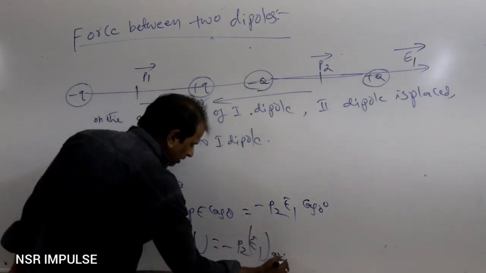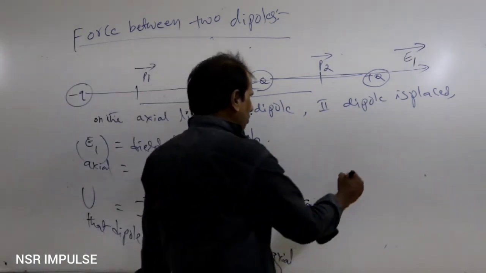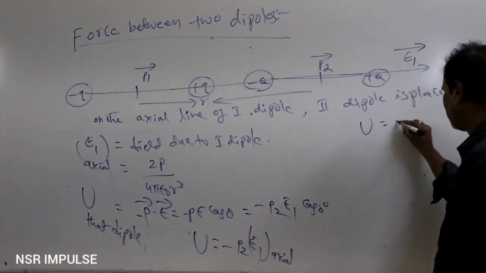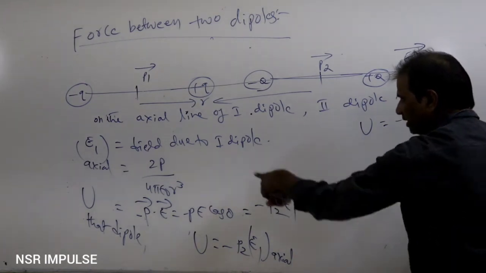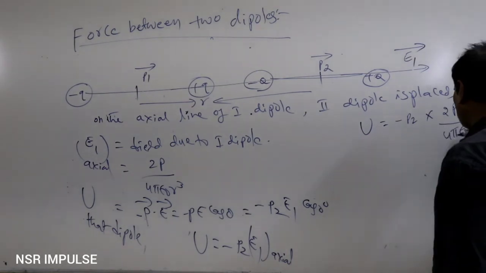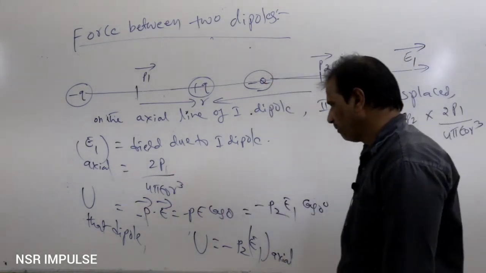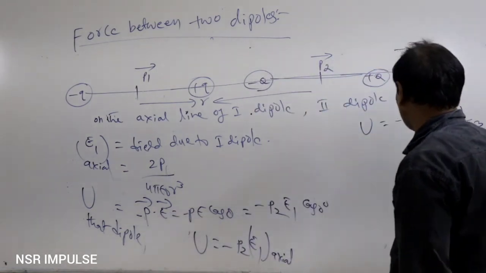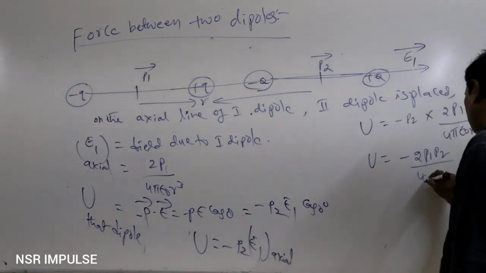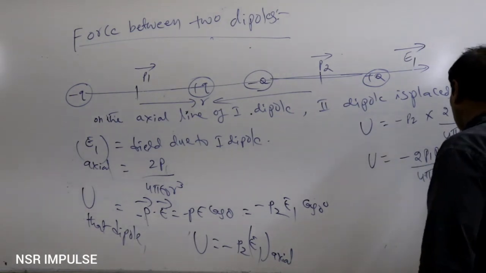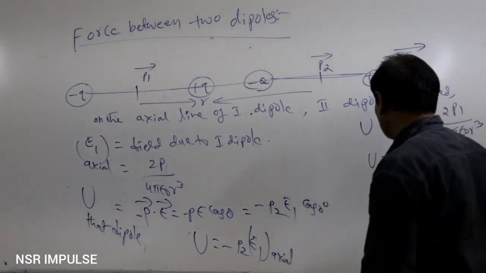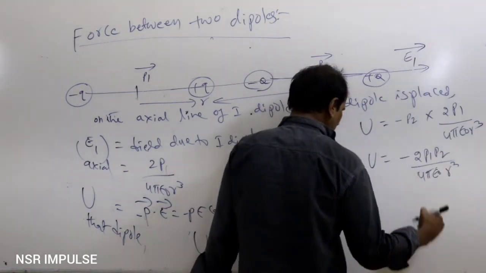This is the field on the axial line. So U in this position is P2, the dipole moment, remains as it is. Field on the axial line of the first dipole is 2P1 by 4 pi epsilon naught R cube. So potential energy is equal to minus 2P1 P2 by 4 pi epsilon naught R cube. This is the formula, with the negative sign.